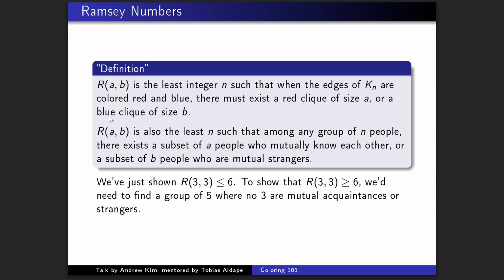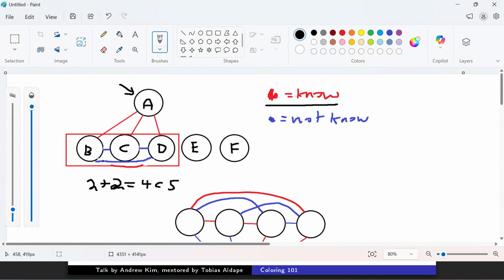If you also want to think of this Ramsey number definition in terms of the language of the example, R of A, B is also the least n, such that among any group of n people, there's a group of A mutual friends or B mutual strangers. And so with the casework that we did earlier, we've just proved that R of 3, 3 is at most 6, because we've shown that if we take 6, then there's a guaranteed existence of this triangle.